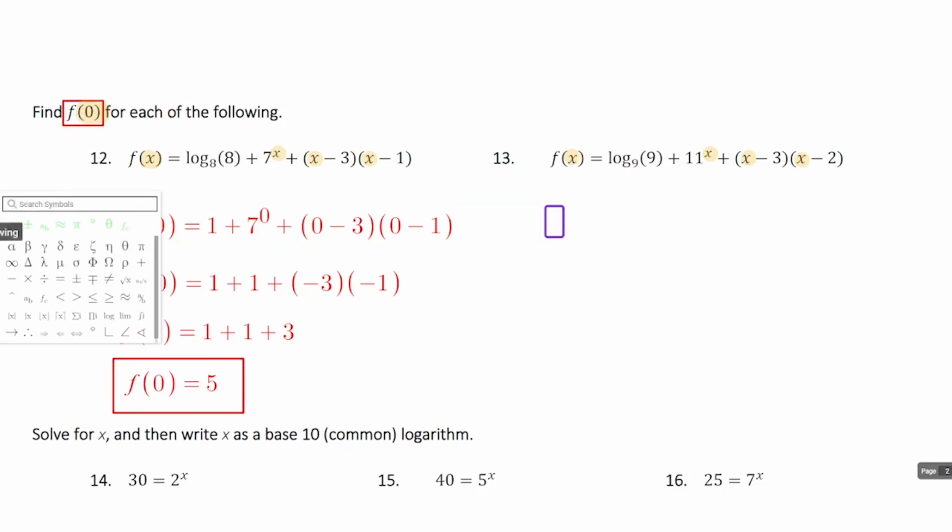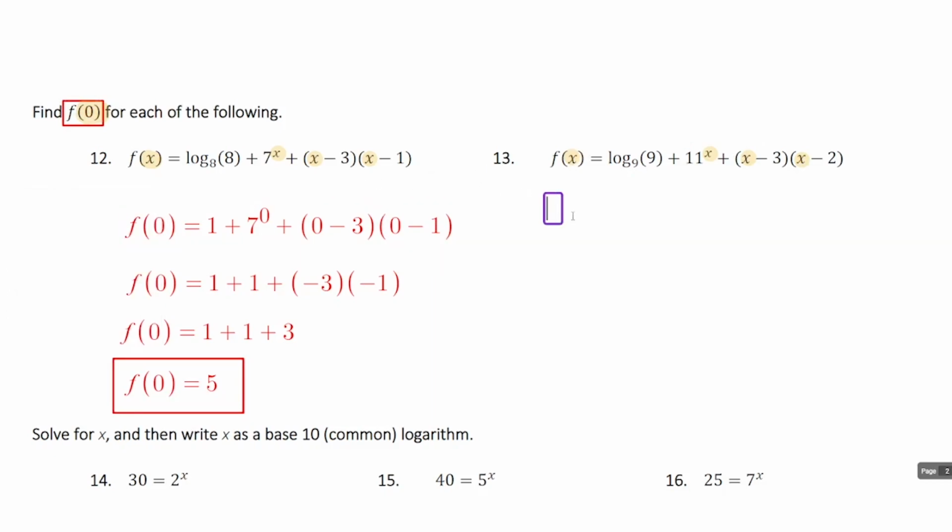So 13 is going to work out basically the same way here. We've got a lot of repetition going on in this homework, so hopefully by the end of this you'll know how to work these problems. Log base 9 of 9 is going to be 1 for the same reason log base 8 of 8 was 1. Any time the base and the argument are the same value, that logarithm always equals 1, because when you raise a base to the first power, it doesn't change value. So that's why when these two are the same, you always get 1.